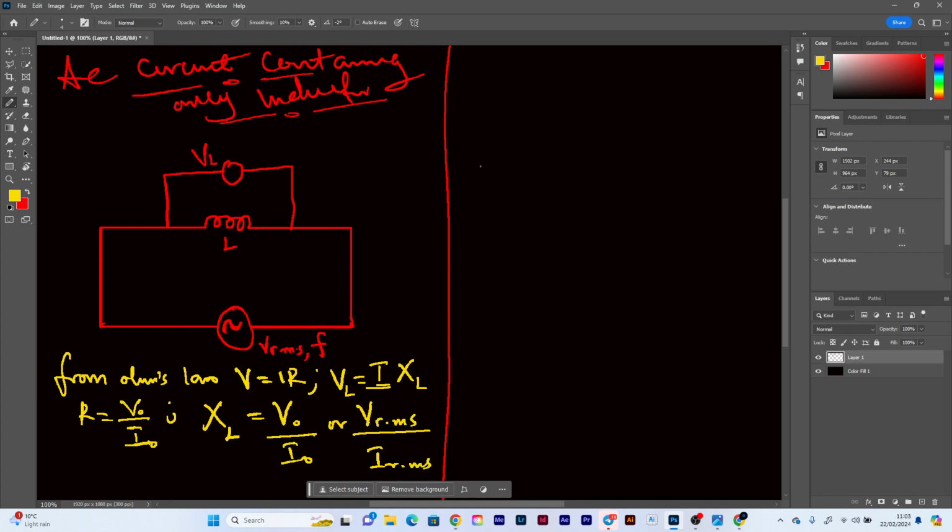Okay. Now, you also have to realize that XL, that is inductive reactance, is the same thing as omega L. Sorry, that was a mistake.